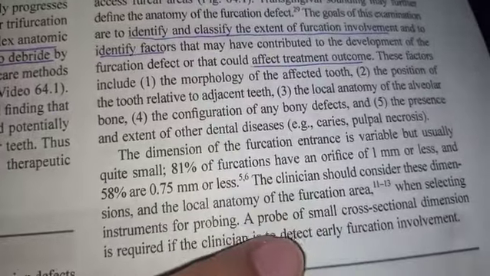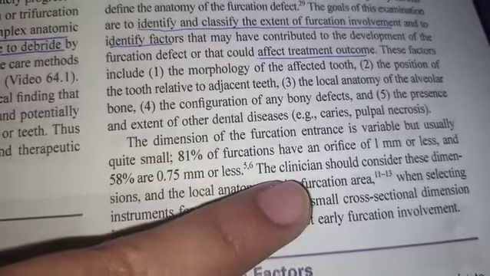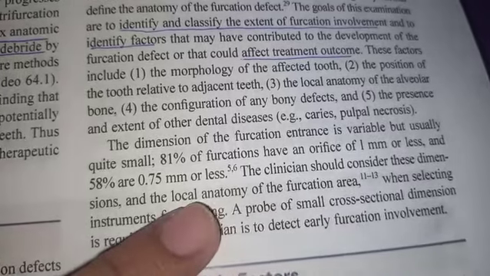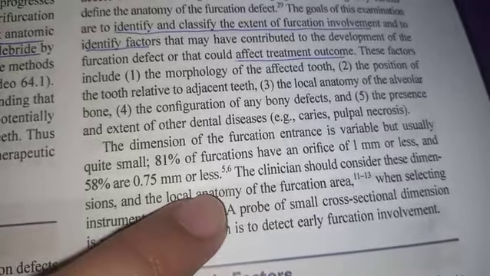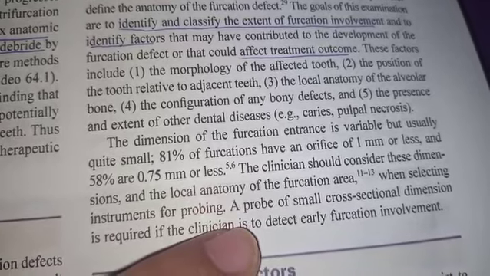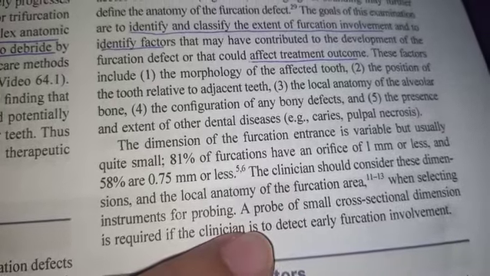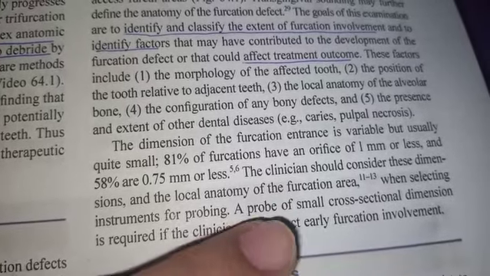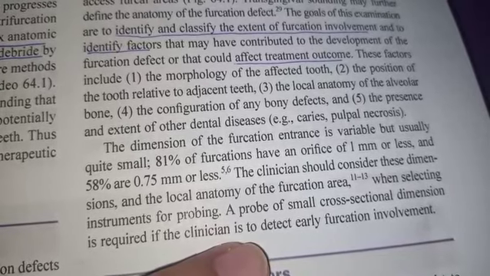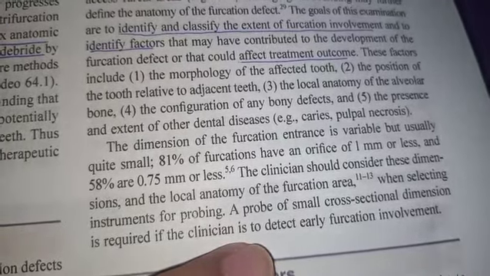These are the dimensions given for furcation entries. In 81% of cases the furcation orifice is 1 millimeter or less. In 58% it is 0.75 millimeter or less. This anatomy will be considered during examination, and according to this you will select the instrument for probing. A probe with a small sectional dimension is required by the clinician to detect early furcation involvement.